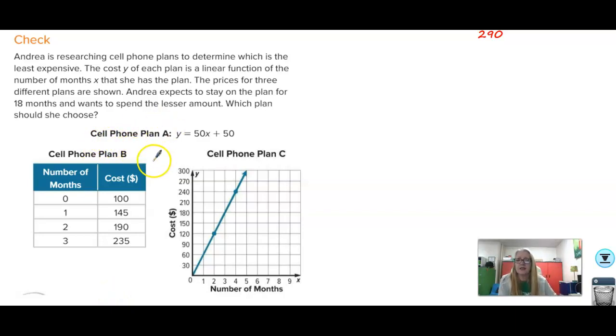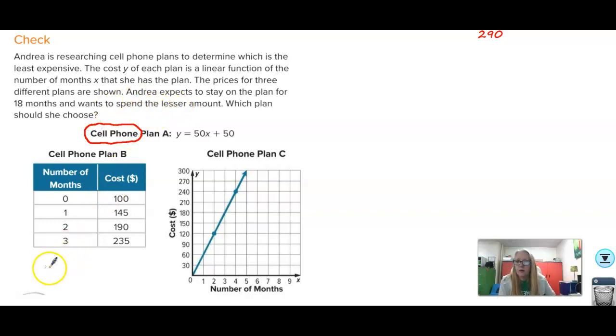Okay, so we have cell phone plans. Andrea is researching cell phone plans to determine which is the least expensive. The cost Y of each plan is a linear function of the number of months X that she has the plan. The prices for 3 different plans are shown. Andrea expects to stay on the plan for 18 months and wants to spend the lesser amount. Which plan should she choose? Okay, so from this problem, we're going to derive our secret word. Our secret word today is going to be cell phone. I know it's 2 words. Don't get technical on me.